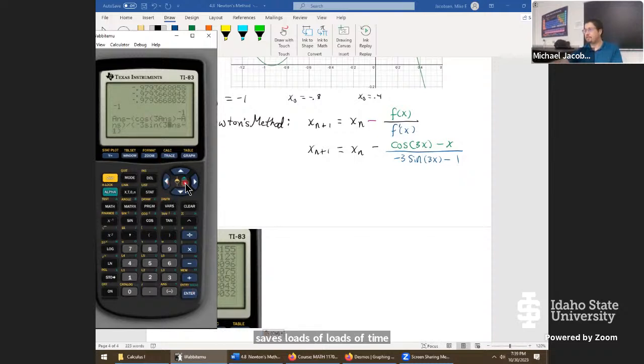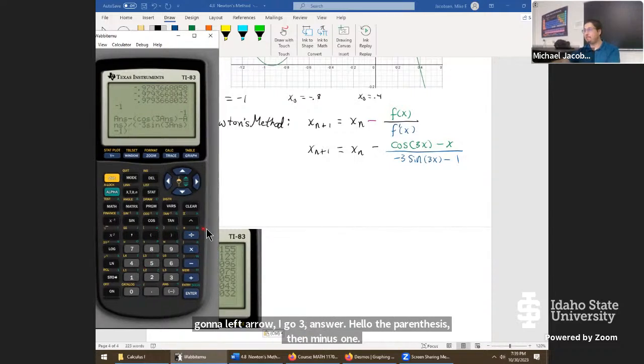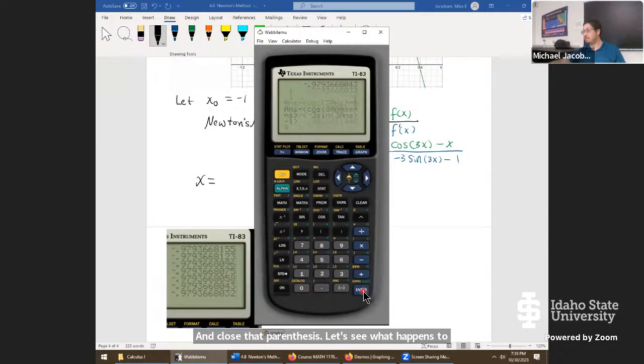I'm going to left arrow, I go 3, answer, close the parenthesis, then -1. Then close that parenthesis. Let's see what happens to the stability of these numbers. It starts at -0.982. It linearized again, -0.979. And after a while, I just start jamming the enter key until it stabilizes. Notice how fast that happened. It's done at this stage. Really, the whole screen matches the numbers.